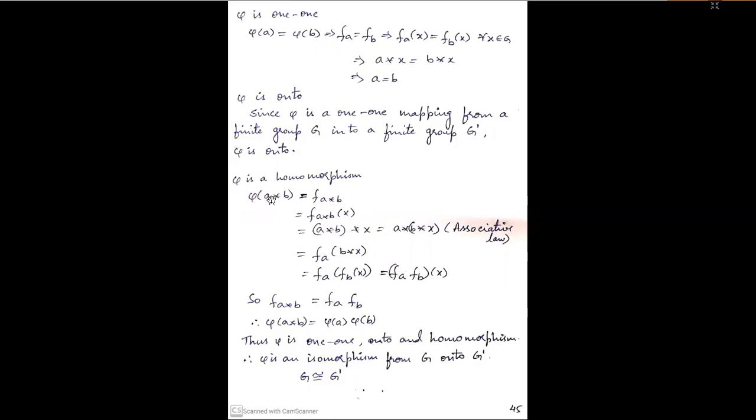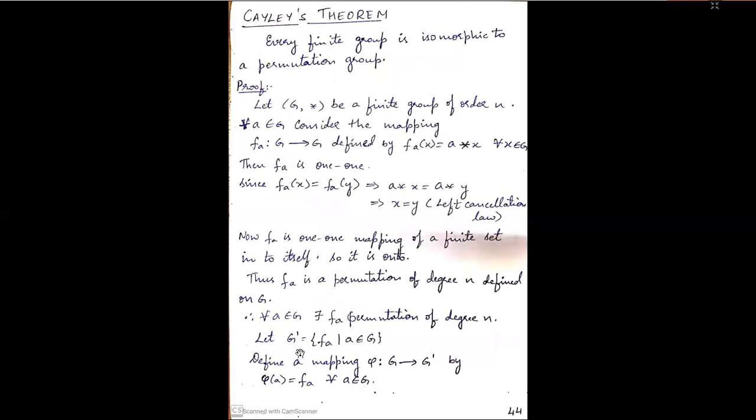Hence, phi(a * b) = f_(a*b), which is nothing but f_a f_b, where f_a = phi(a) and f_b = phi(b). Therefore, we have shown that phi is 1-1, onto, and a homomorphism. Therefore, phi is an isomorphism from G to G', and we write G is isomorphic to G'. So every finite group is isomorphic to a permutation group. Thank you.